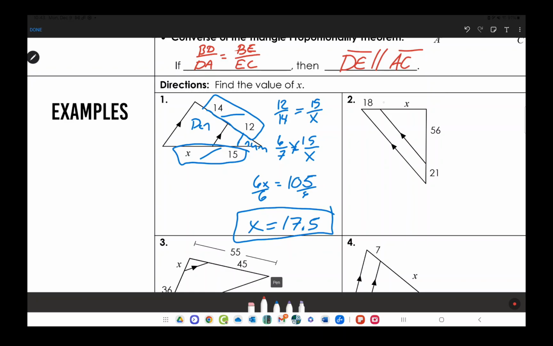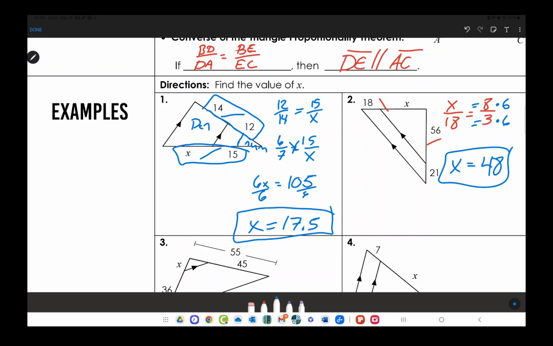So for number 2, if we set up x over 18, then we can set up 56 over 21. Now 56 and 21 can both be divided by 7. So reducing your fraction by 7, we get 8 over 3. Now in this case, since we reduced our fraction here, we can use the shortcut. All right, what times 3 gives you 18? So 6 times 3 is 18, which means 6 times 8 is x. So what's x? 48.